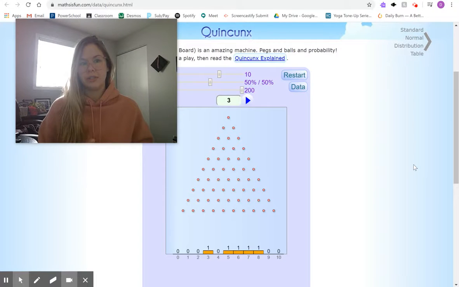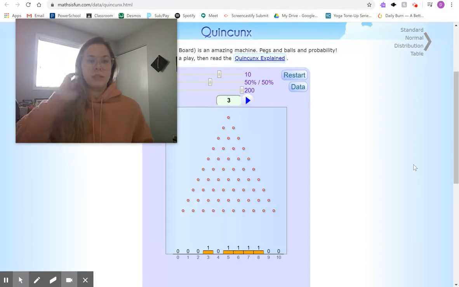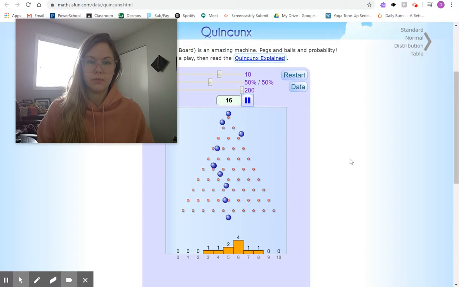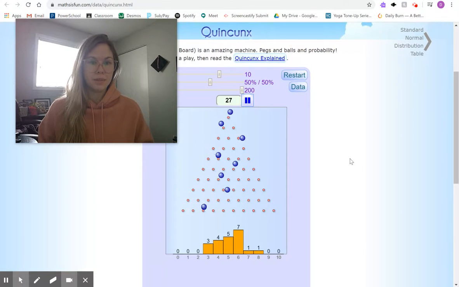And what I want to show you guys is just a really good example of where we can see the normal distribution occurring. So what I'm going to do is hit start on this. So here's what we have: a few rows with balls falling through. And what we notice is that probability wise, most of them are going to actually land right in the middle.